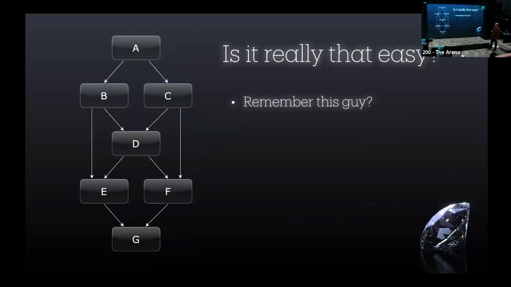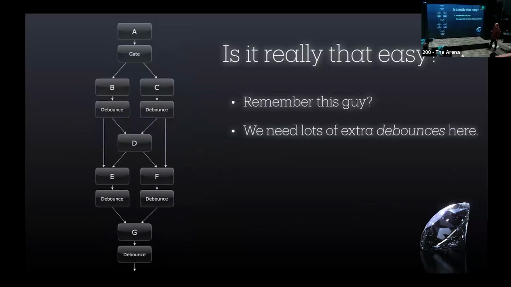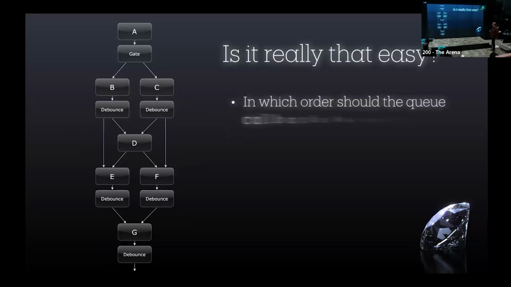But remember this. This is the second problem. We have something more complicated. So here we're going to need a lot of these debounces. So it might look something like this. We have just the one gate at the start, but then we have debounces after all of these combinings. I think I even forgot to add one after the D there. That should have been one as well. So yeah, this is getting a bit complicated.